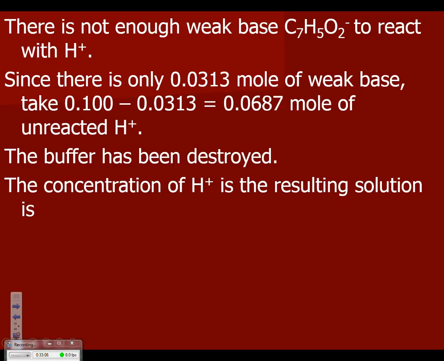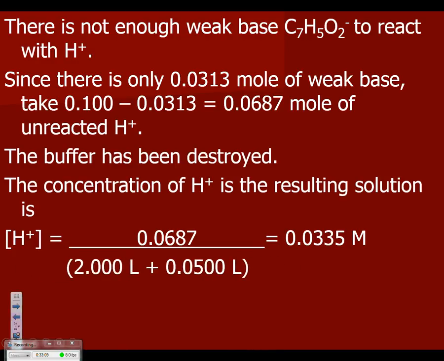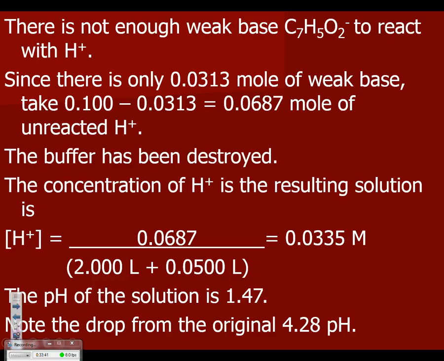The concentration of H plus is, we have to make sure that we add the total amount of liters here, because this does make a difference. So we added 50 milliliters. We've got to add that to our original 2 before we can come up with a new molarity. And then with our new molarity, we do minus the log, and we've got our new pH. Because there was such a big change, 50 milliliters is a lot to add, and that'll affect the concentration. Okay? All right, so that is a drop from the original 4.28 to 1.47.